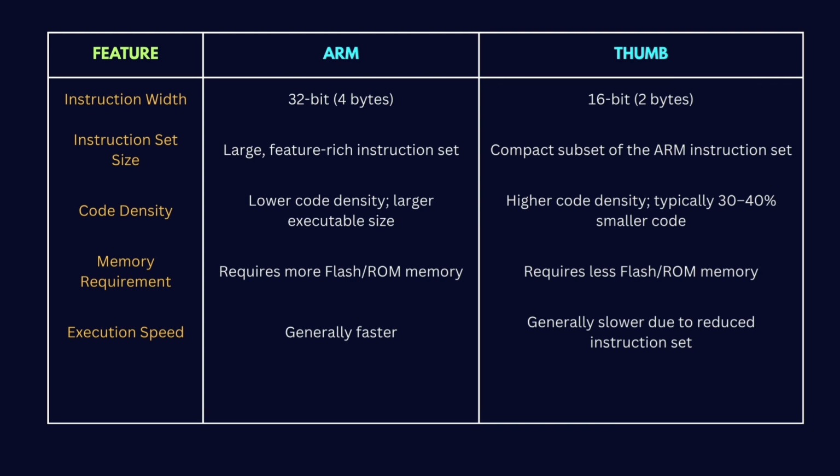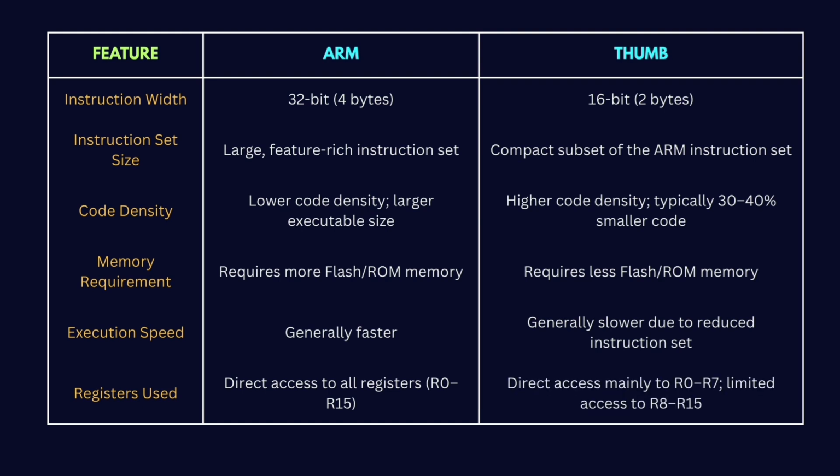Now let's consider the registers used. ARM mode allows direct access to all 16 registers, that is R0 through R15. Thumb mode mainly provides direct access to the low registers, that is R0 through R7. The higher registers are accessible only through a limited set of instructions.